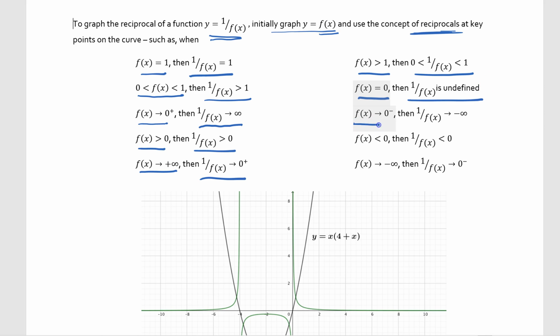These other ones here, as we tend towards 0 from a negative side, so we're taking smaller and smaller negative numbers, then 1 on really small negative numbers becomes a really big negative number, minus infinity. Where f of x is less than 0, then 1 on f of x is also less than 0. So where f of x is negative, so is 1 on f of x. And finally, where f of x tends towards negative infinity, 1 on f of x will tend towards 0, but coming from the negative side.